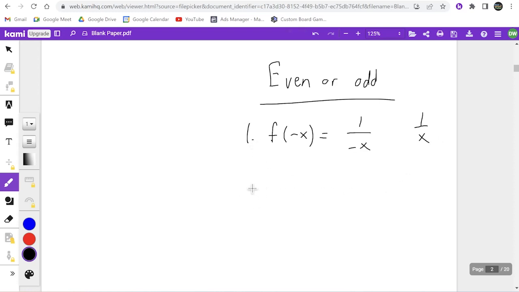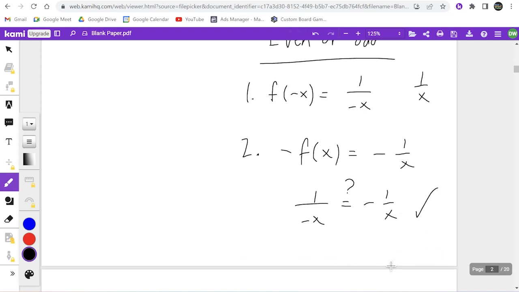Step 2 is I find negative f of x, which literally just means taking 1 over x and sticking a negative sign out in front. Now here's the question. Does 1 over negative x equal negative 1 over x? Are they equal to each other? And the answer is yes, because the negative sign location does not matter. You can put it in the denominator, you can put it in the numerator. Because these are equal to each other, we would say it's an odd function, which means it has origin symmetry, but I'm not even going to mention that right now because it doesn't matter. The question wasn't asking for symmetry. The question was asking for even, odd, or neither.